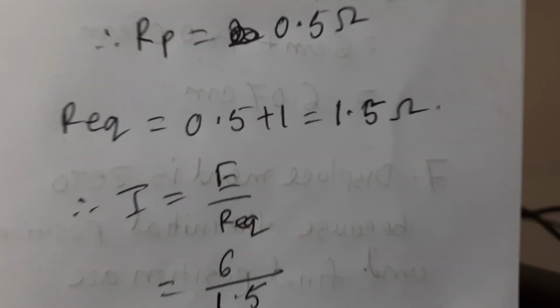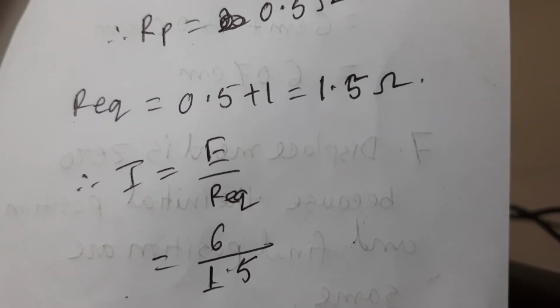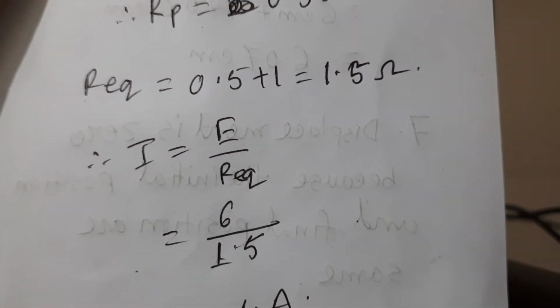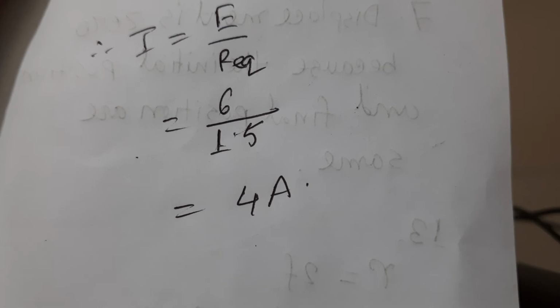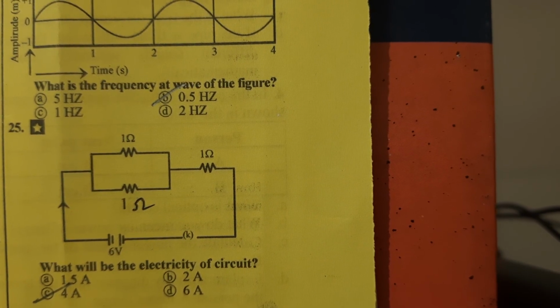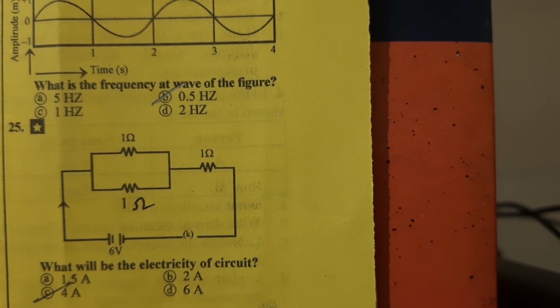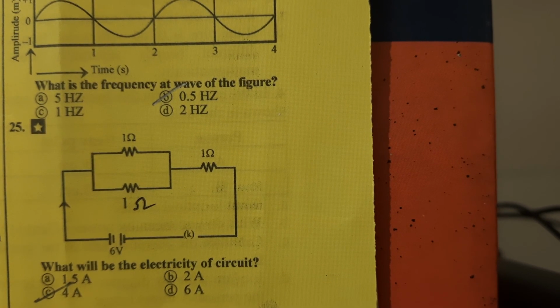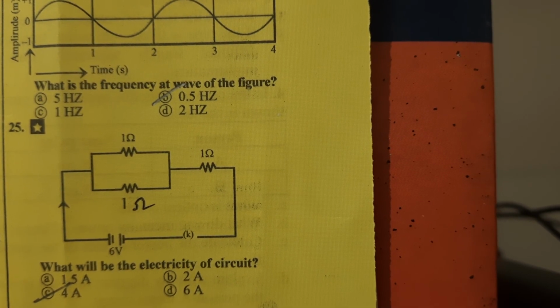And according to the figure, we have given the electromotive force E equal to 6 volt. So we can write I equal to E by R equivalent. So 6 by 1.5, and calculating, we get 4 ampere. So my dear boys, the answer for question number 25 is 4 ampere and the option is C.